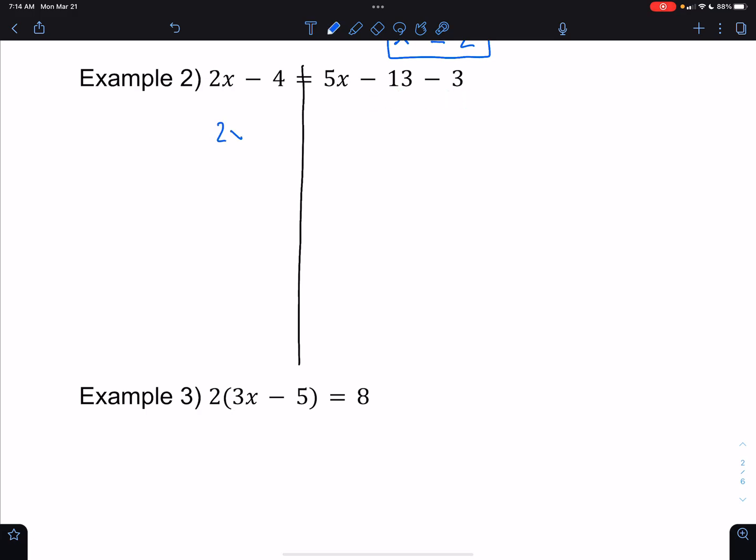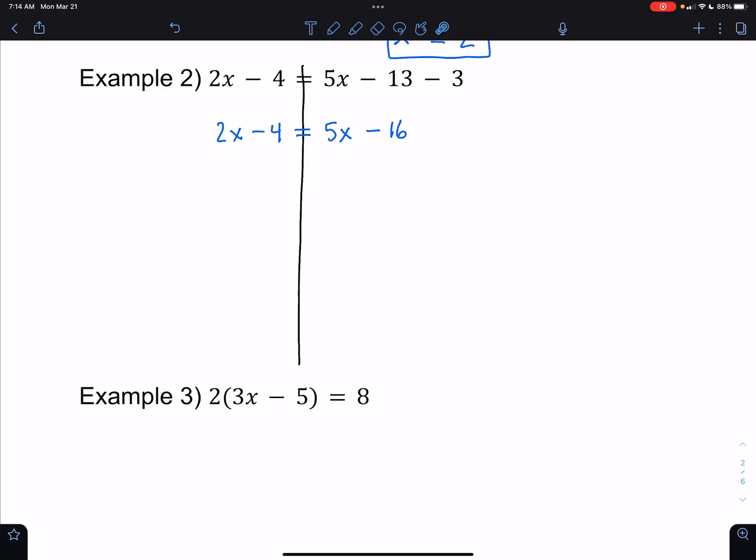So on the left, we still have our 2x minus 4. We're not touching that yet. We're not touching our 5x yet either, so we still have that. But let's put -13 and -3 together. That will give us -16. All right, now I have like terms. I have x things and then just number things on both sides of the equal sign now. So now I just need to move them back and forth.